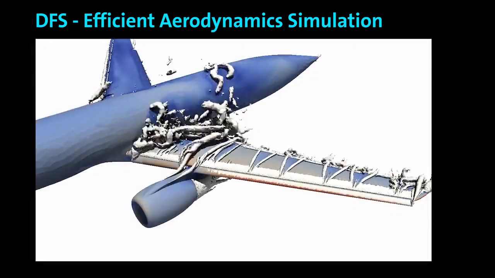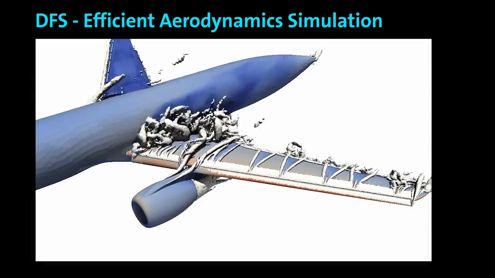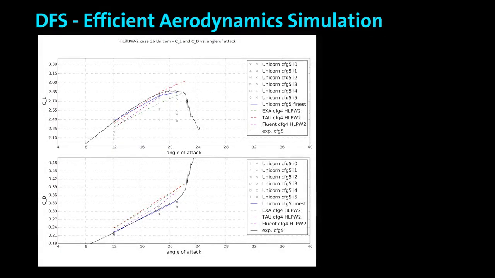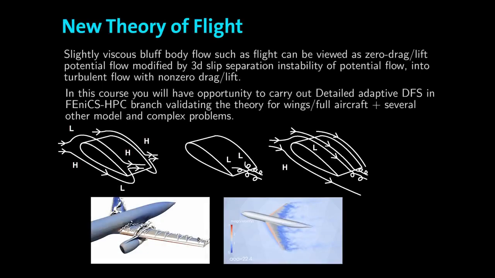This allows time-dependent simulation of a full aircraft in just a few hours compared to weeks using standard methods, and an easy understanding of the fantastic mechanism of flight. We can understand slightly viscous bluff body flow, such as flight, as a zero drag and lift potential flow modified by 3D slip separation instability of potential flow into turbulent flow with non-zero drag and lift.